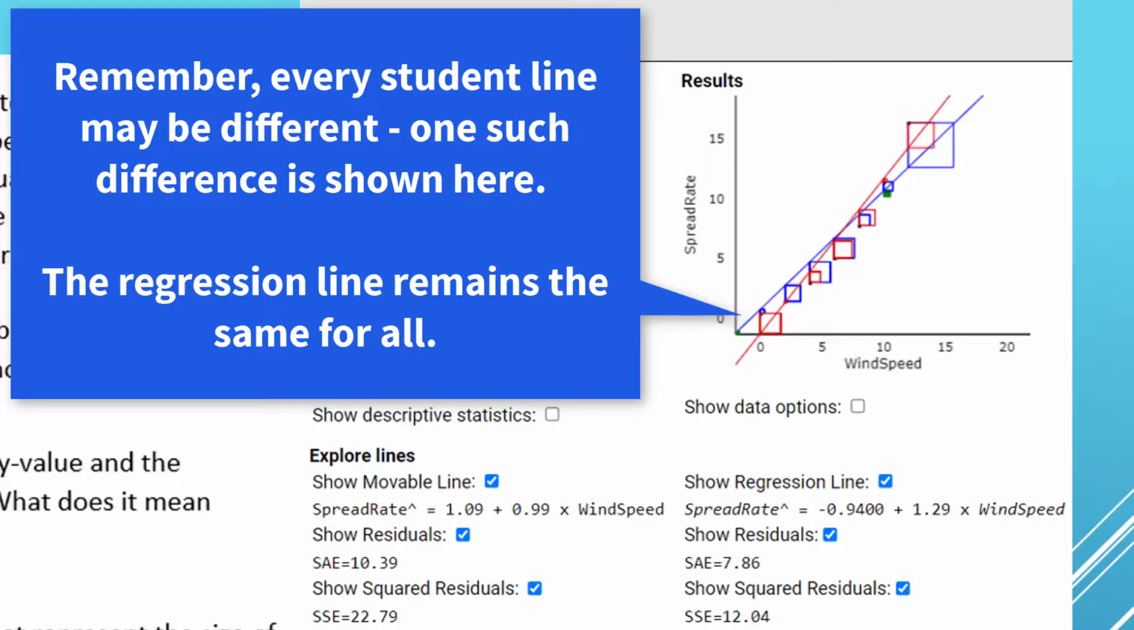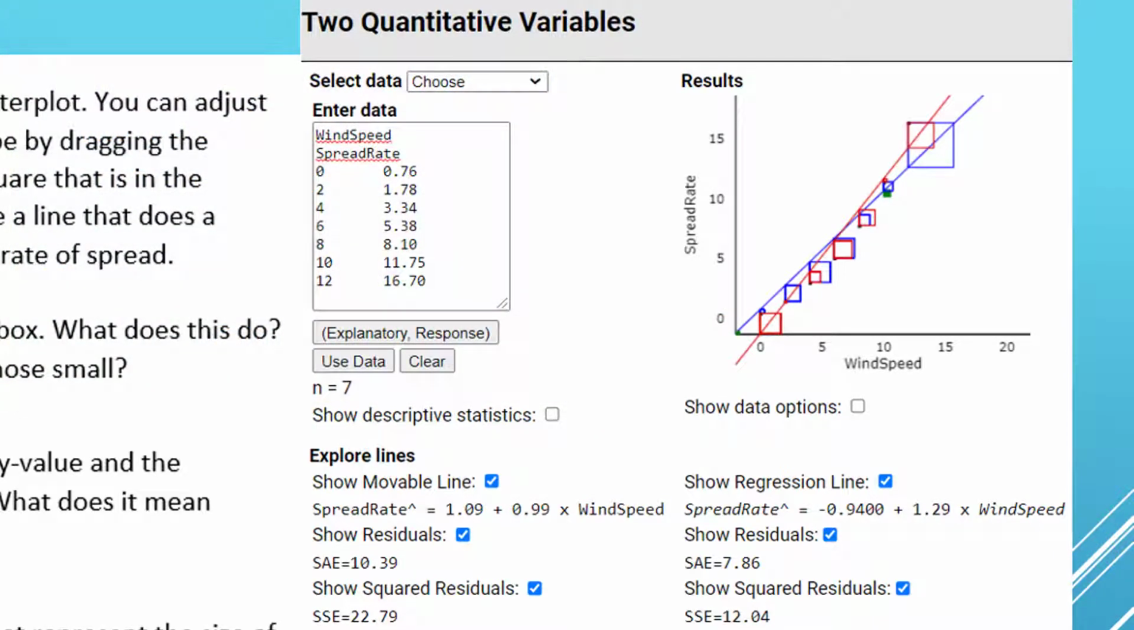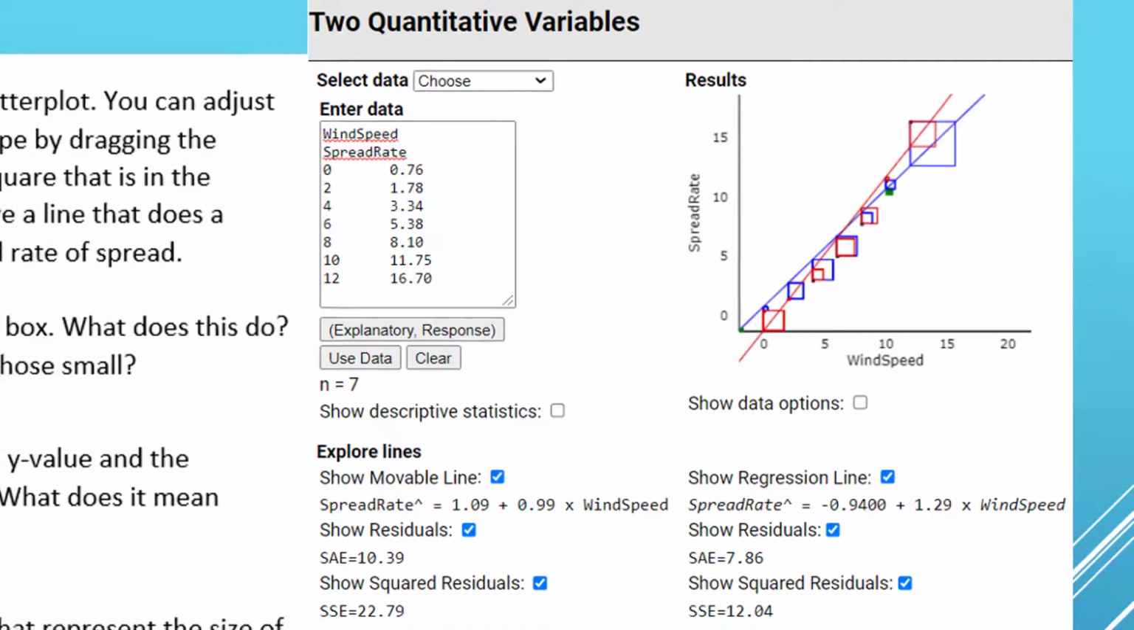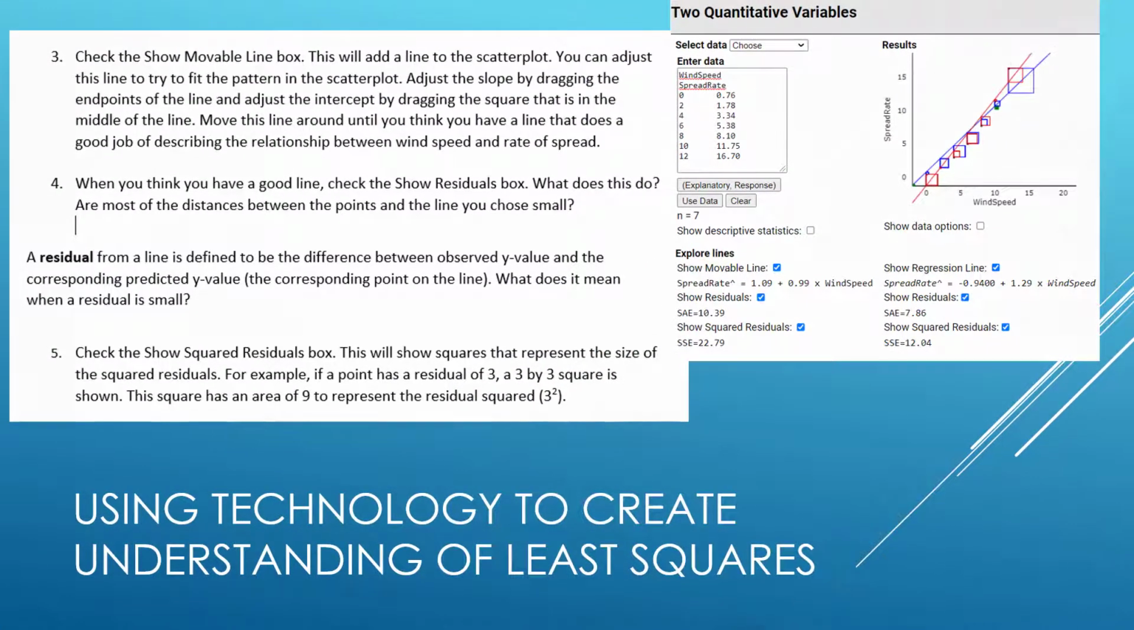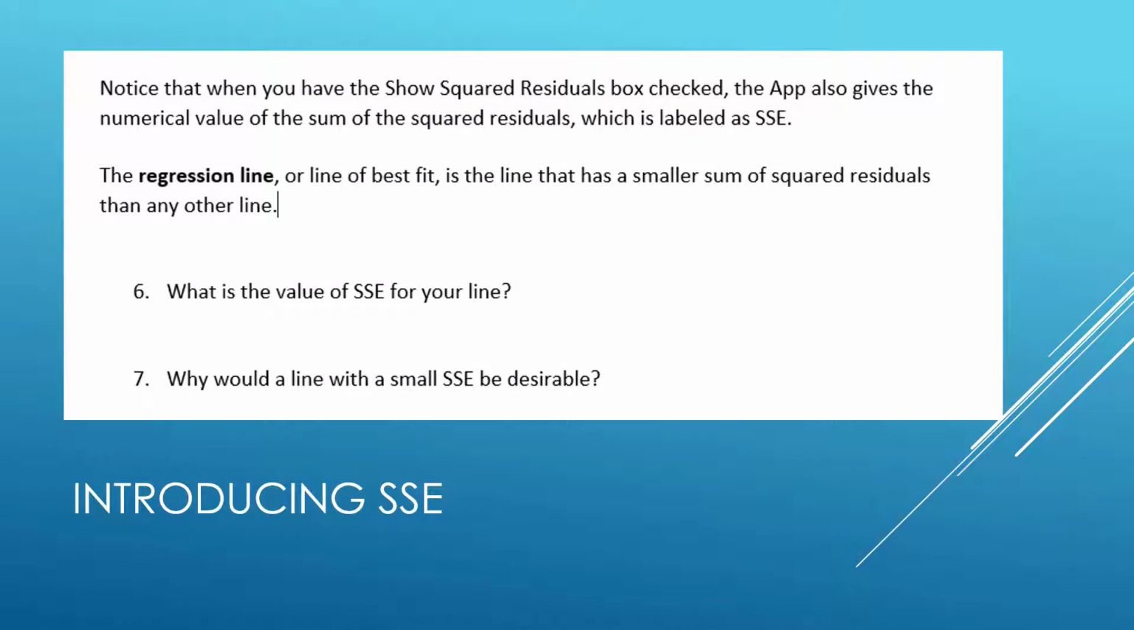Take some time at this point to make sure that they make the connection between the area of a square and the value of a squared residual. Before proceeding to question 6, you might ask students what the total area of all the squares would represent and whether they would prefer a line that makes this total large or small.